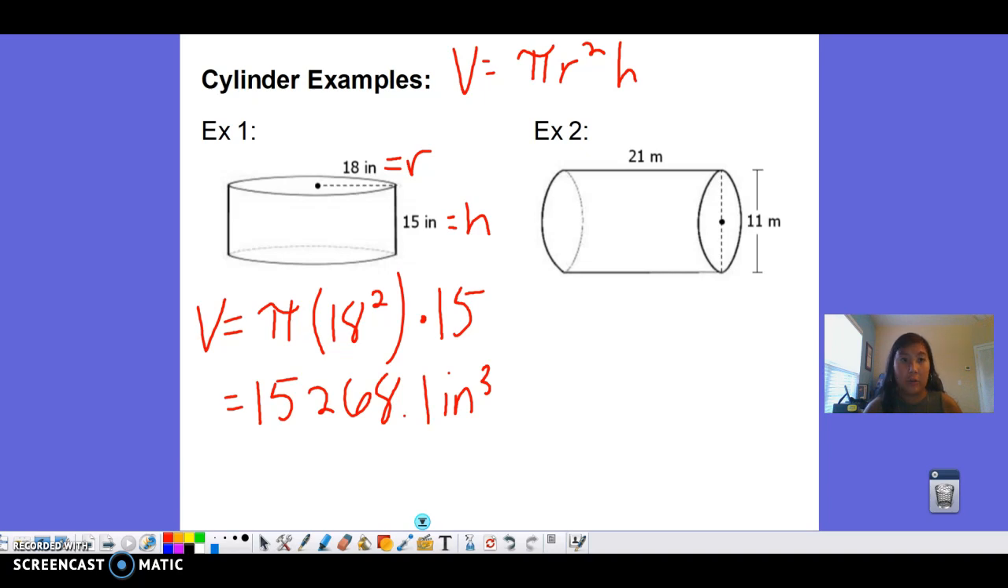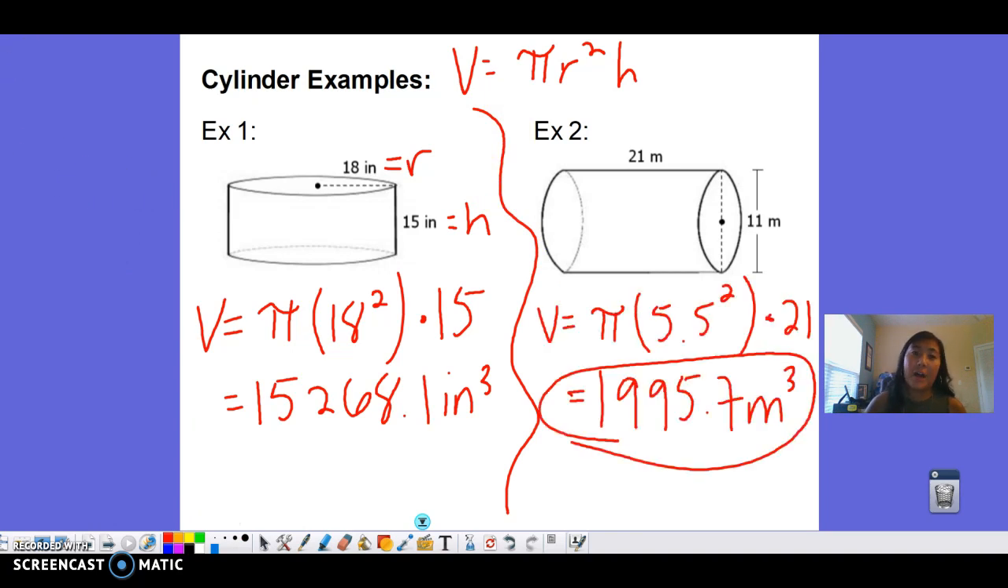So now what I would like for you to do, like before, pause this video, see if you can do example number 2, and remember the formula calls for the radius, not the diameter. So you should realize what you need to do with one of your numbers because it's asking for the radius. So again, try number 2. I'm going to pause the video, and then we'll see how you do.